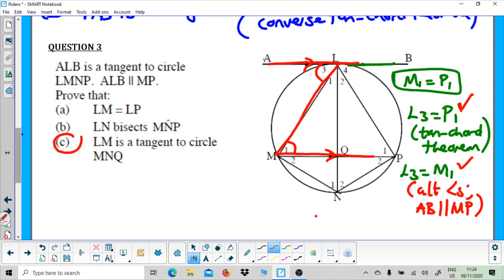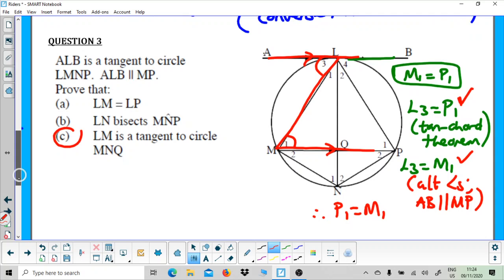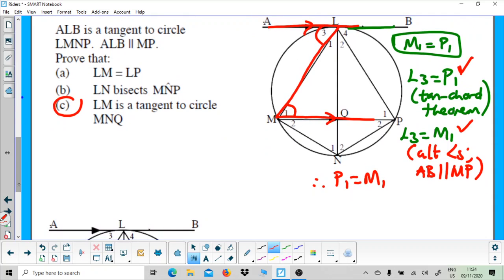So you can see that I can say, therefore, P1 is equal to M1. And the moment I do that, I can make my conclusion that LM must be equal to LP, because those will be sides opposite equal angles. So this way of showing that sides are parallel, I think it's sinking in.